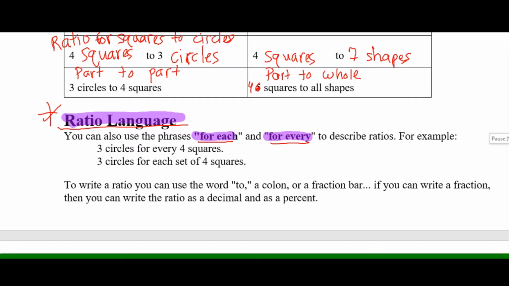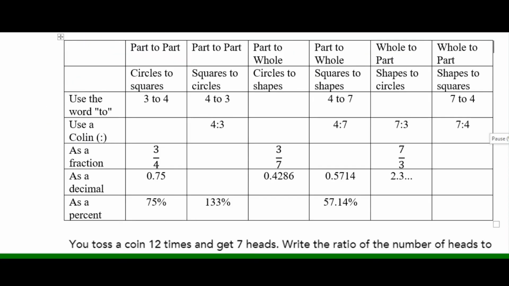So to write a ratio, you can use the word to, you can use a colon, or you can use a fraction bar. If you can write it as a fraction, you can also write it as a decimal, and we will also learn that if you can write it as a decimal, you can write it as a percent. So turn to page 45. All right. And we're going to complete this chart. And make sure you're paying attention, because you're going to have to answer some of these on your own.